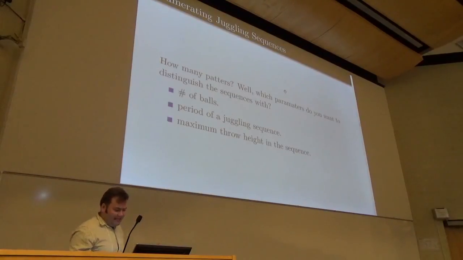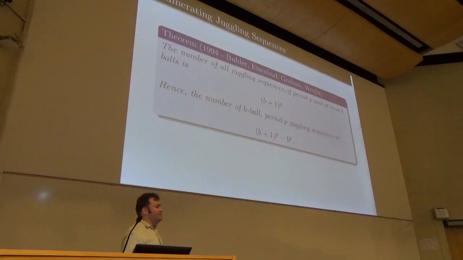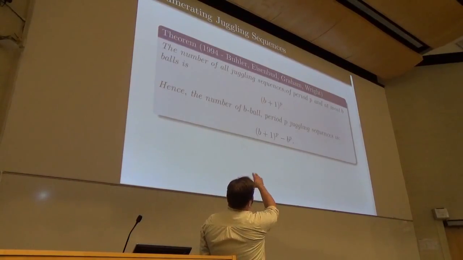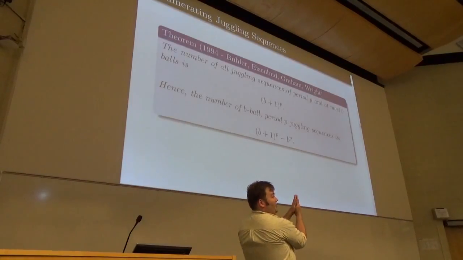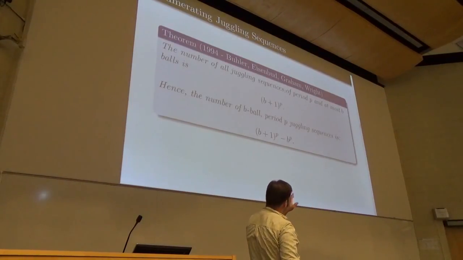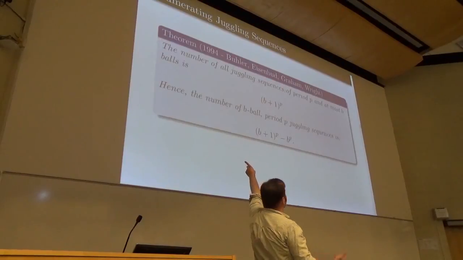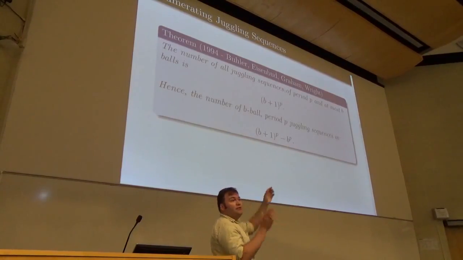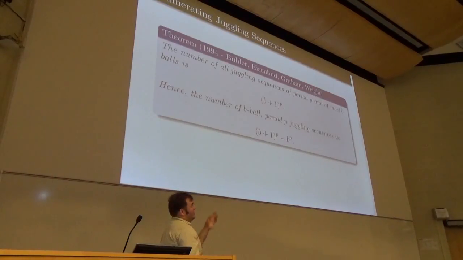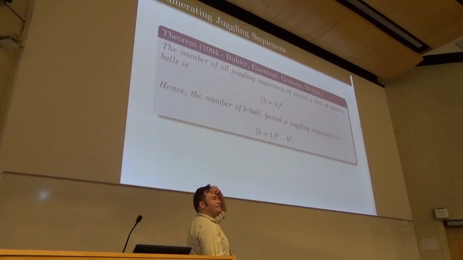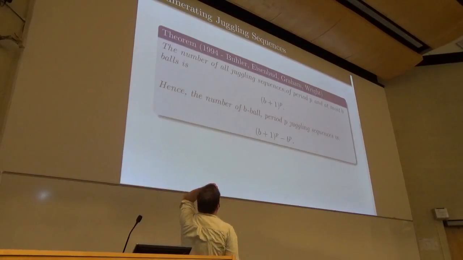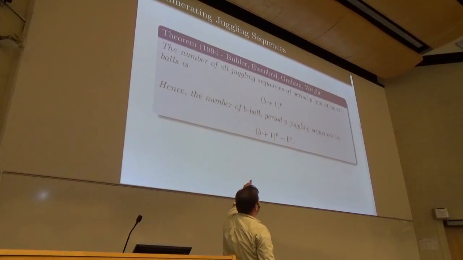And it turns out that the result is fairly simple, but it's really hard to prove. The number of juggling sequences of period P, so again, that's the length of the sequence, and at most B balls is this. It's just the number of balls plus 1 raised to the length, the period. So it's a really simple formula, but to prove it is quite complicated. If you look these guys up and look this paper up, it's quite complicated.